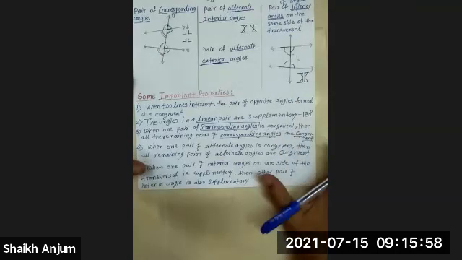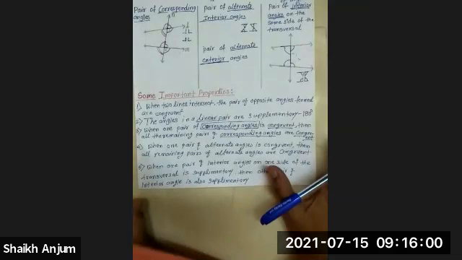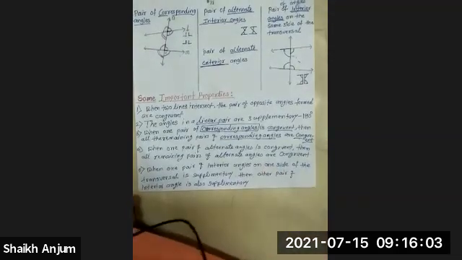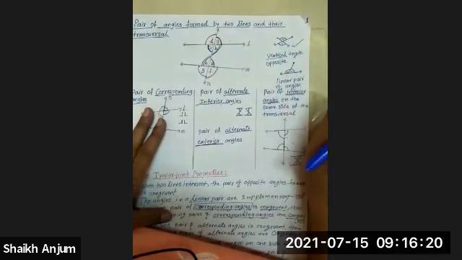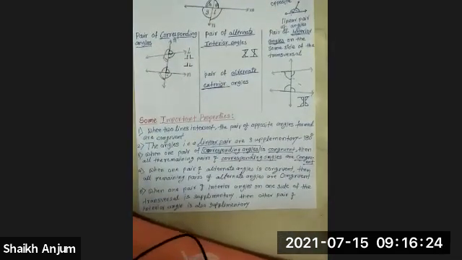Corresponding angles are congruent, alternate angles are congruent, linear pair of angles are supplementary, the pair of interior angles is also supplementary, and vertically opposite angles are also congruent to each other. Those 5 properties you have to memorize, and based on them, there is your practice set.